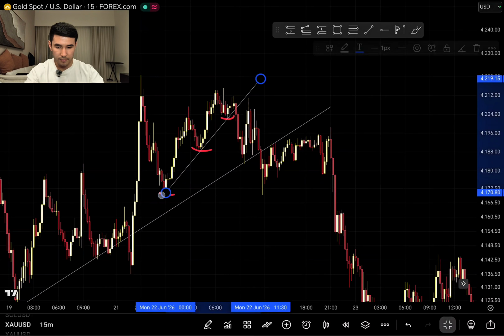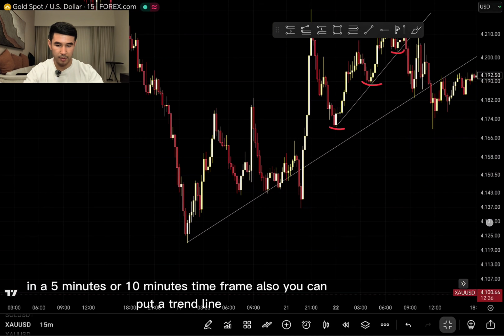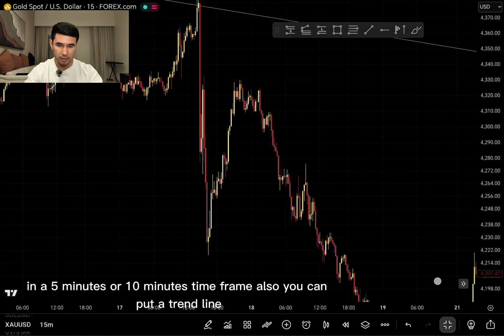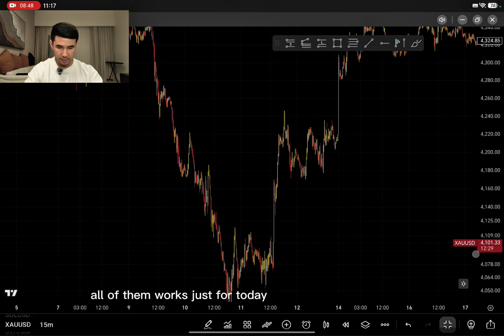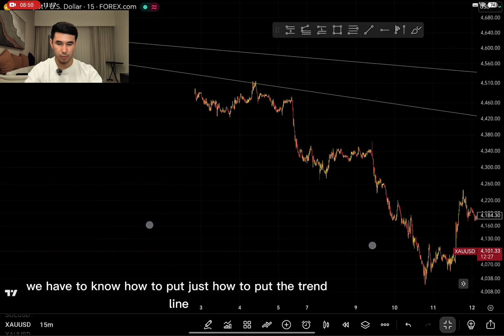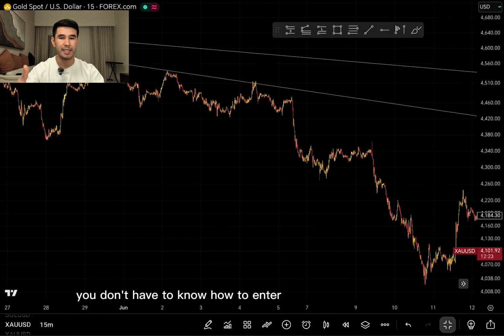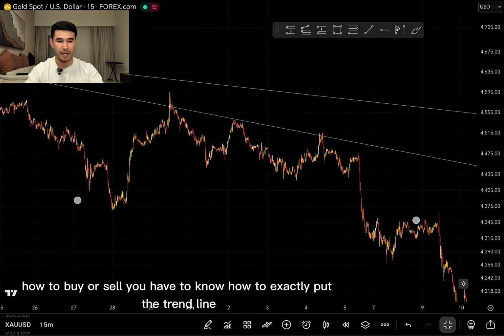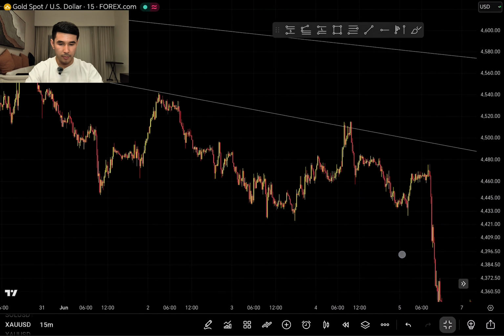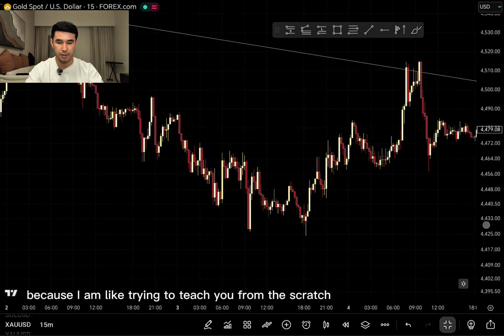So even in a 5 minute or 10 minute time frame you can put the trend line. All of them work. Just for today we have to know how to put the trend line. You don't have to know how to enter, how to buy or sell. You have to know how to exactly put the trend line, because I am trying to teach you from scratch, you know what I'm saying?